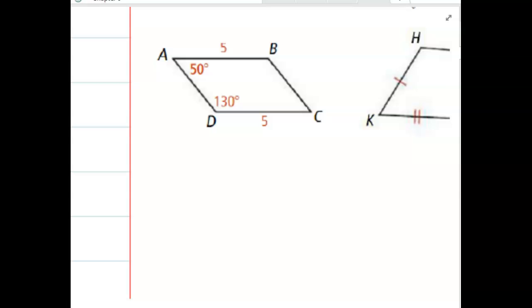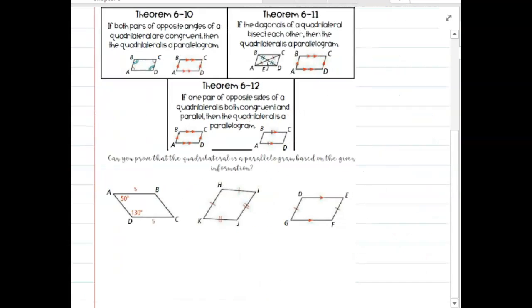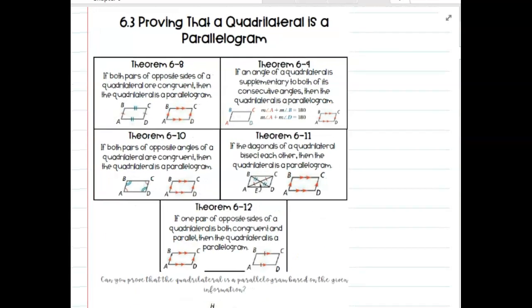But, okay. So, in this one, if you look at it right off the bat, I know that angle A is 50 and angle D is 130. Okay, so, these angles are supplementary, right? So, what I was thinking whenever I first went through and made my notes is, oh, well, then I could apply theorem 6.9. Now, the problem is with theorem 6.9, you're saying if an angle is supplementary to both of its consecutive angles.